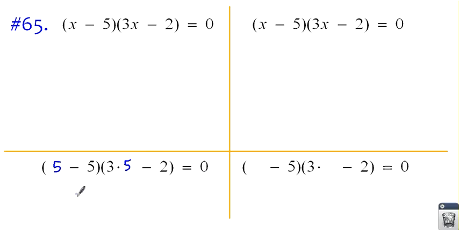5 take away 5 gives 0. 3 times 5 is 15. 15 minus 2 is 13. And when you multiply 0 by 13, you do indeed get 0, which proves that 5 is in fact a solution. So that's one answer right away without doing a whole lot of work.